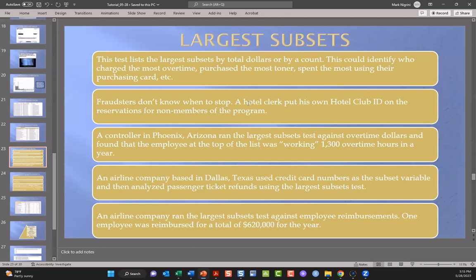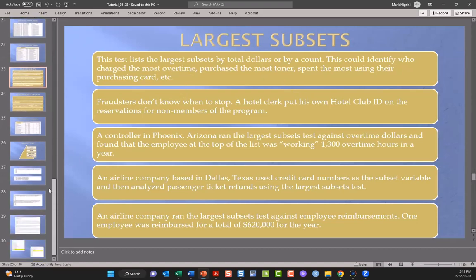What happened here is a hotel clerk, everybody that came in and that didn't have it was either a Holiday Inn number or Marriott number, what he did was he just assigned his number to the person. And so he racked up an awful lot of stays at the hotel. And right at the top there, it says, people don't know when to stop.